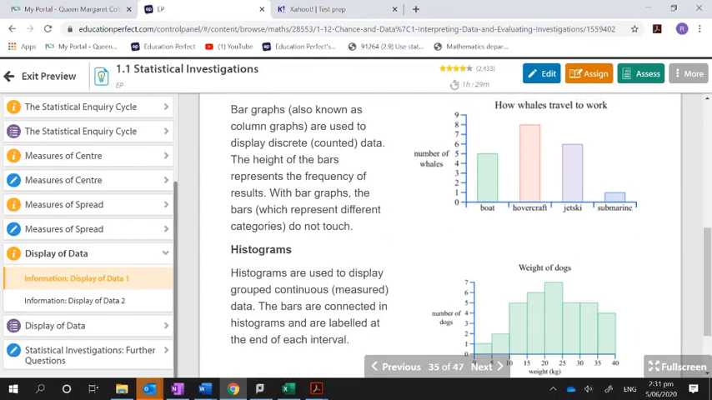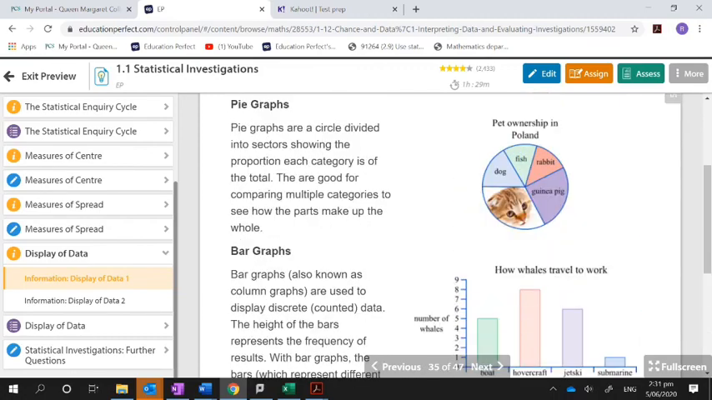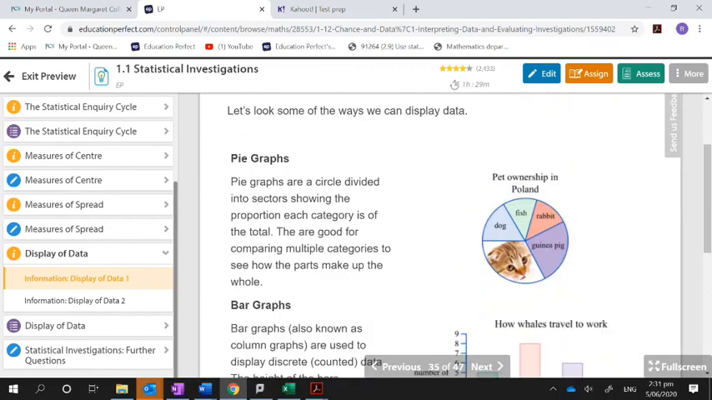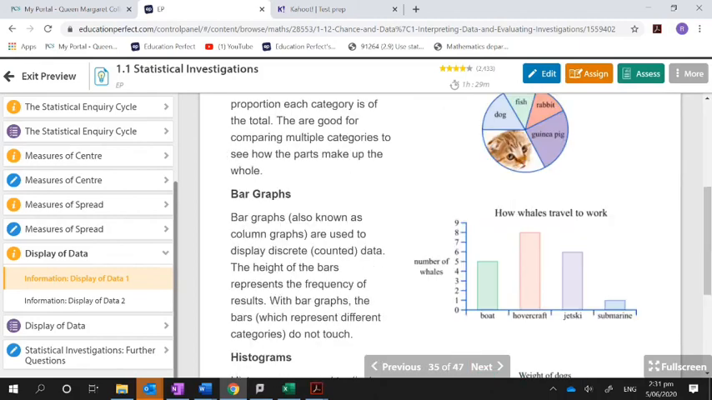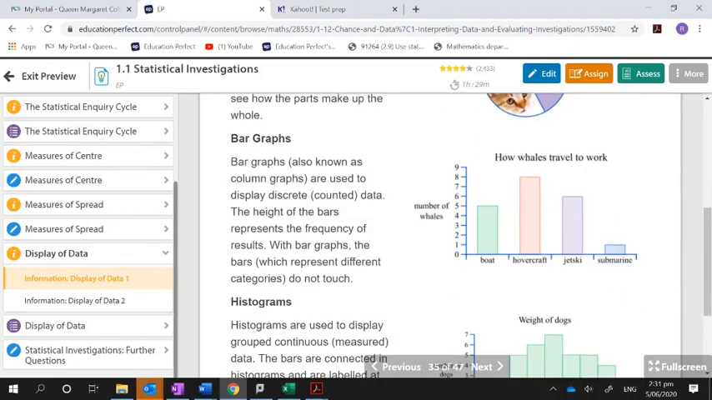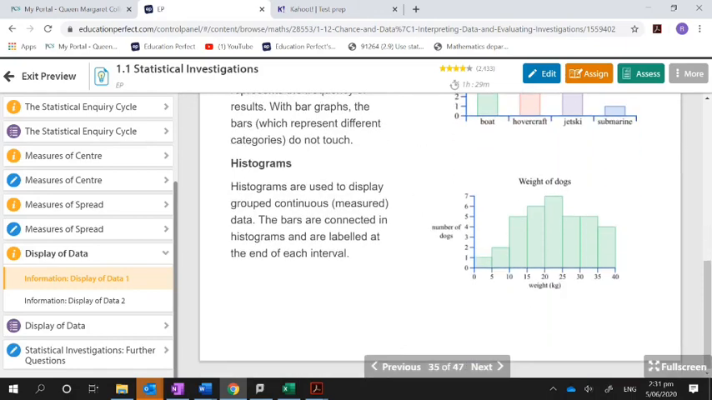All right. And the last thing is just displays. Pie graphs, again, we've talked about these. They're just divided around in half, divided into pieces. They're good for comparing what? Groups. Excellent. Bar graphs, we use those. Those are good for comparing what? Quantities. Excellent.